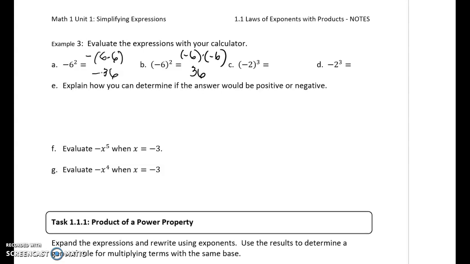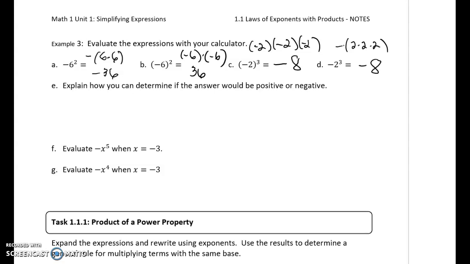Okay, so let me give you some time to do part C and D. Okay, so for both of those, you should get negative 8. All right? Again, for part C, we are multiplying negative 2 times itself 3 different times. So again, we could rewrite that in an expanded form like this, and that would get us negative 8. With part D, again, that exponent of 3 is attached to the 2, and that negative is just kind of hanging around, so it's really 2 times itself 3 times, and that negative is hanging around outside by itself, and that's how it's going to get us negative 8.